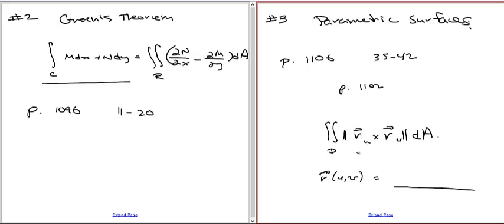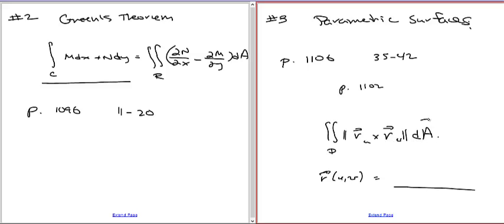And then you can calculate the partial with respect to u and the partial with respect to v. Take the cross product, which will give you a vector. But then you take the magnitude of that vector to give you a scalar, and then you'll integrate it with respect to u and v.